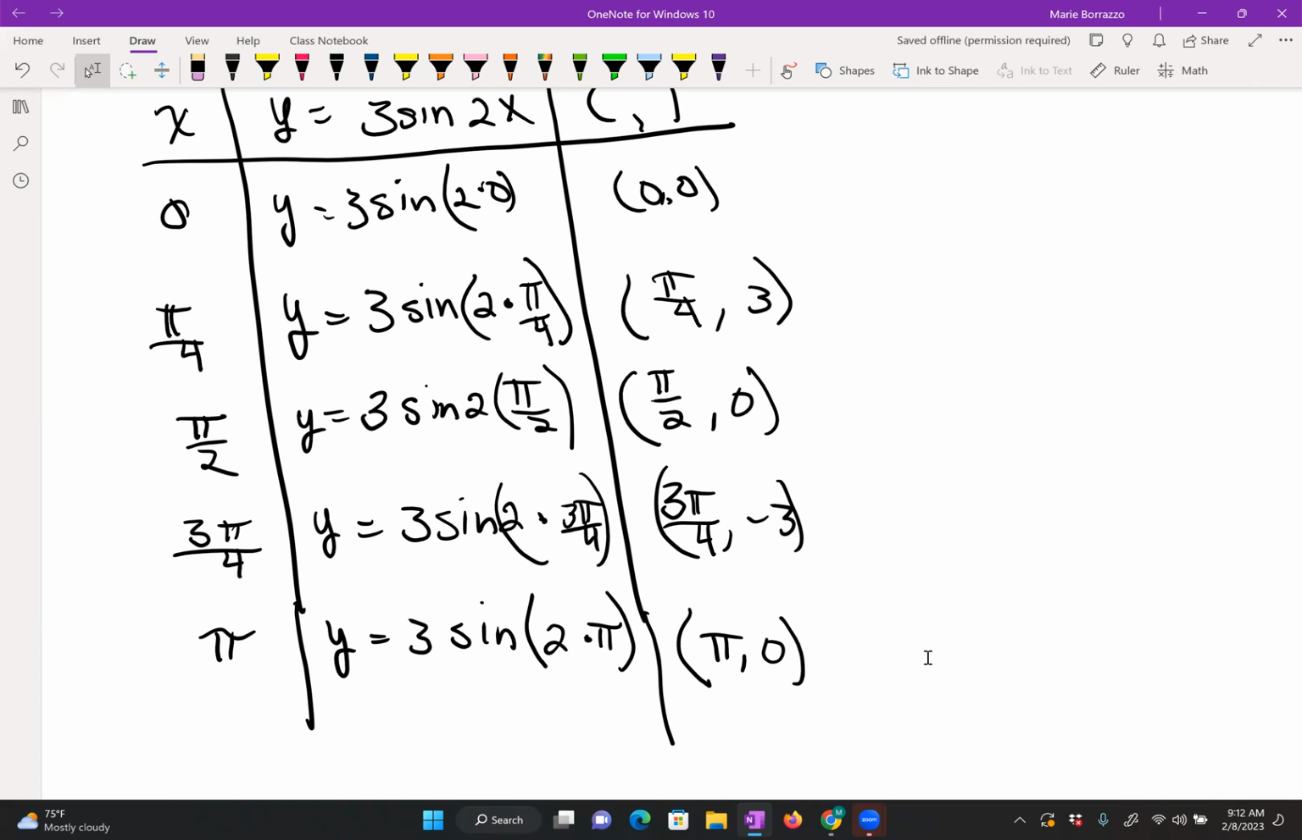Okay, the fourth point where y equals 3 sine 2 times 3 pi over 4 becomes basically -1 for y. And that times 3 is -3. So we end up with 3 pi over 4, comma, -3. And lastly, where we end with pi, y equals 3 sine of 2 pi. 3 sine of 2 pi is 0. So hence, we end up with pi comma 0.